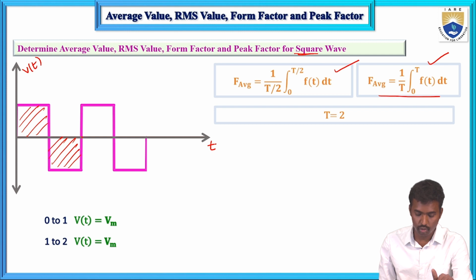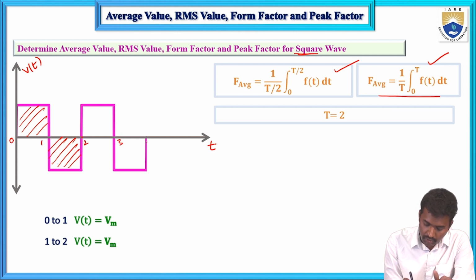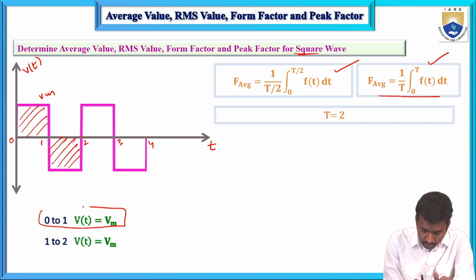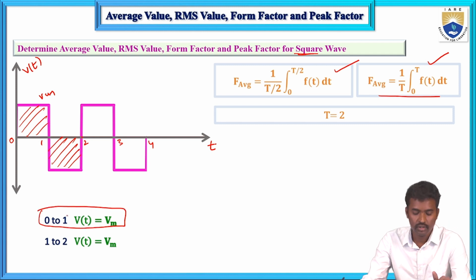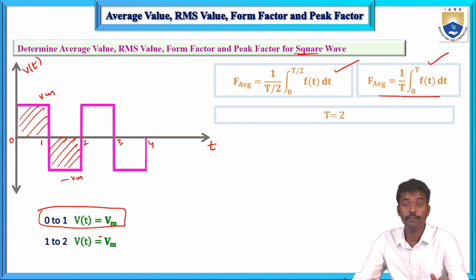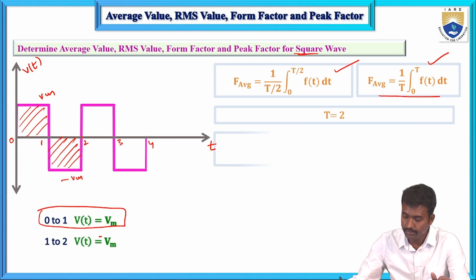Now here the time period is 2: 0 to 1, and then 1 to 2. From 0 to 1, the value is Vm, and from 1 to 2, the value is minus Vm. The peak to peak value is Vm minus of minus Vm, that is 2 Vm.